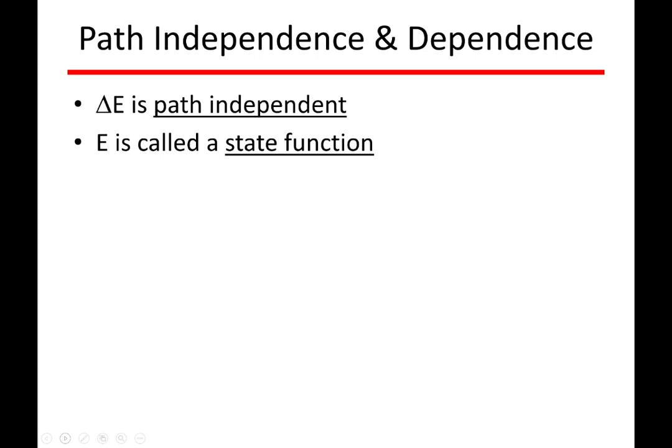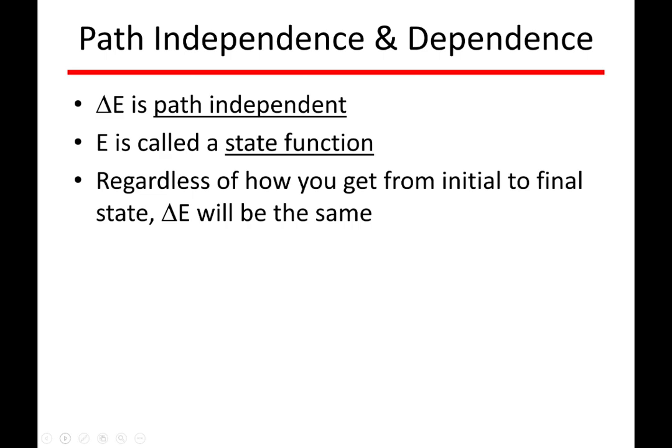Now let's talk about path independence and dependence. Delta E is an example of what's called a path independent variable, or another way of saying that is E is a state function. And what that means is that regardless of how you get from your initial state to your final state, the value of delta E will always be the same, no matter what your pathway is.